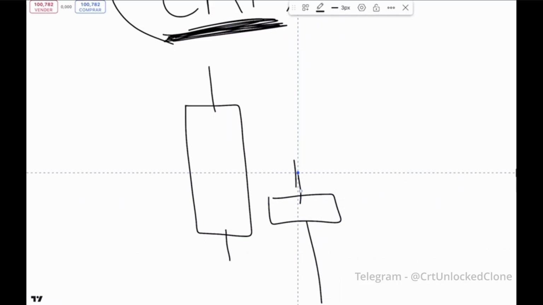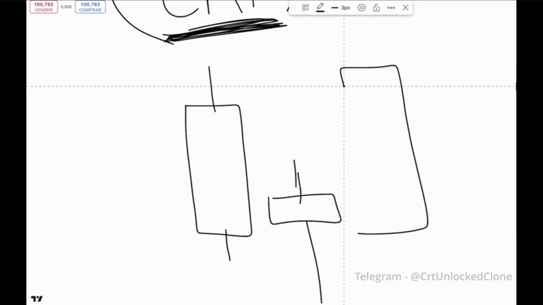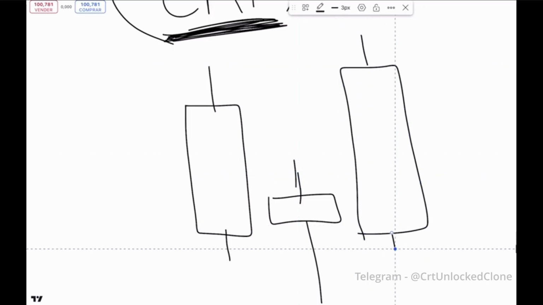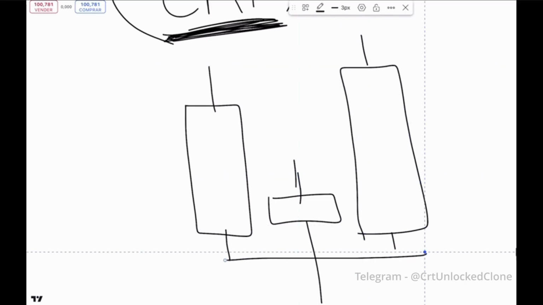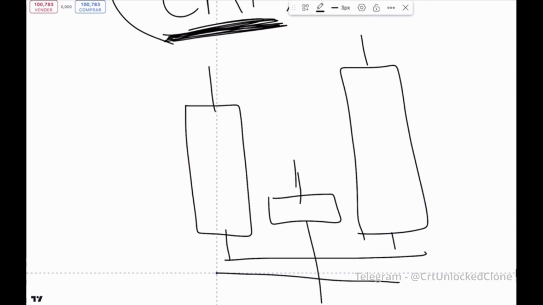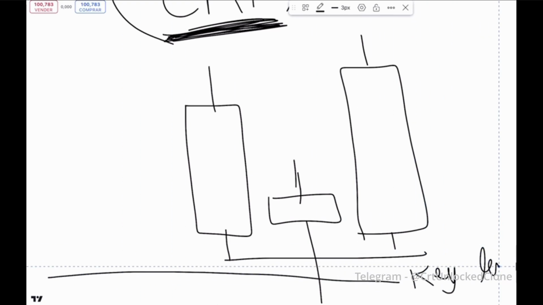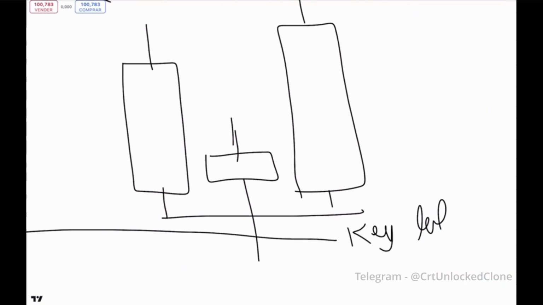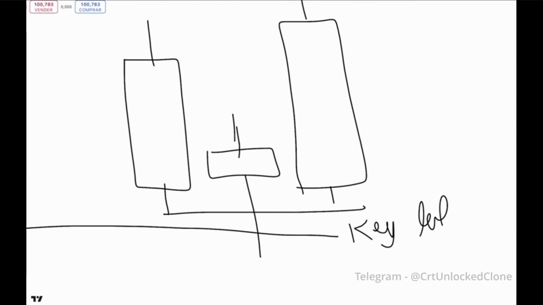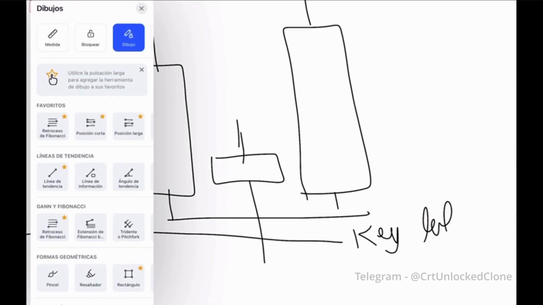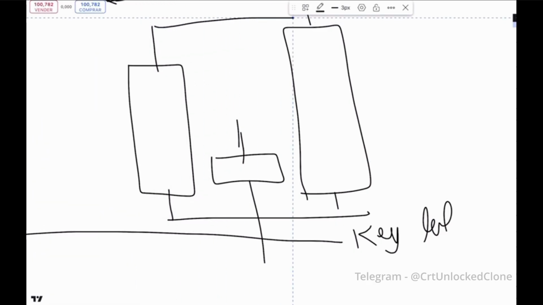Of course, this being the smart money reversal, turtle soup, key level, and there you go. With, of course, the previous candle's high being the original consolidation, right?